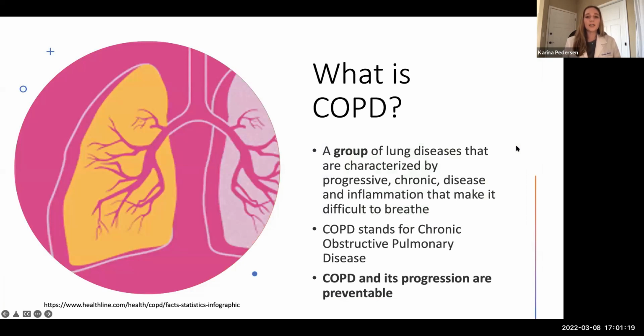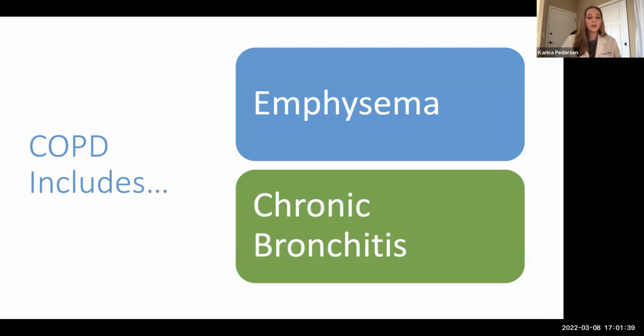So what is COPD? COPD is a group of lung diseases that are characterized by progressive chronic disease and inflammation that make it difficult to breathe. COPD stands for chronic obstructive pulmonary disease, and COPD and its progression are preventable. We'll get into more details about this later. So, COPD subtypes: there are two forms of COPD. One is called emphysema and the other is called chronic bronchitis, and I'll be going through both of these today.